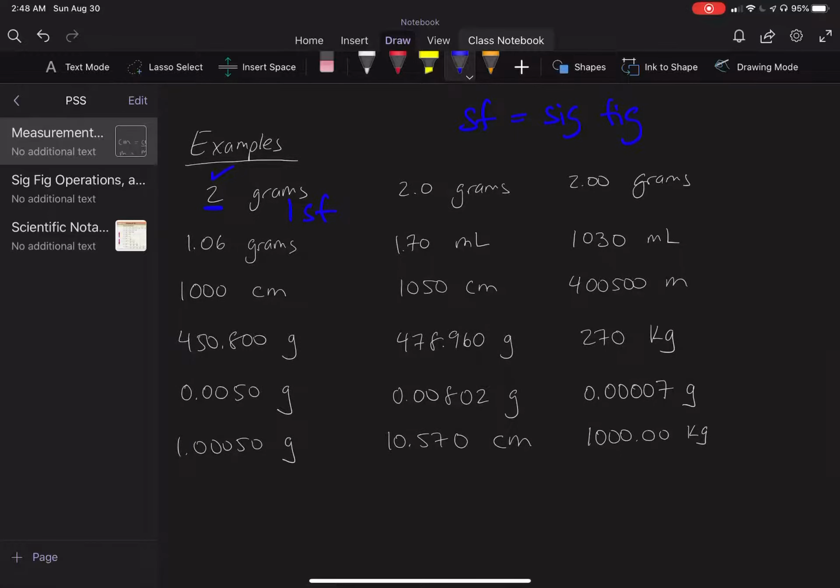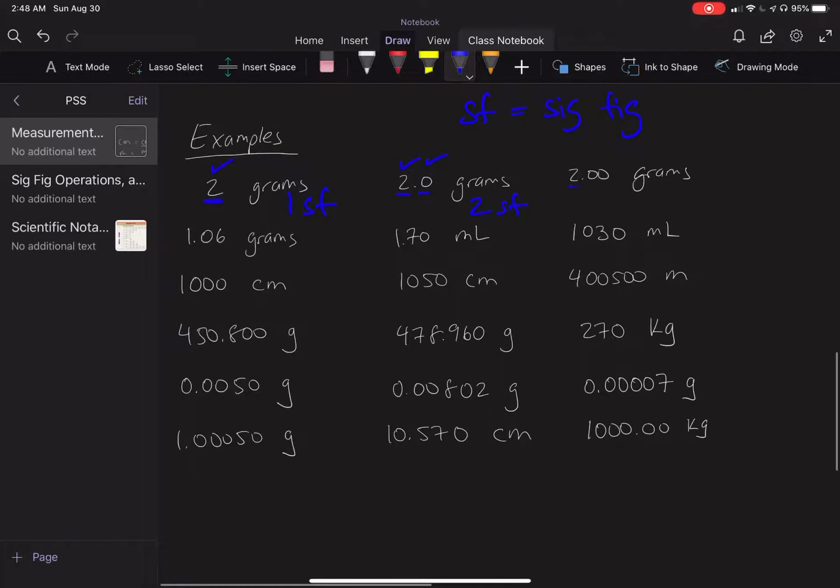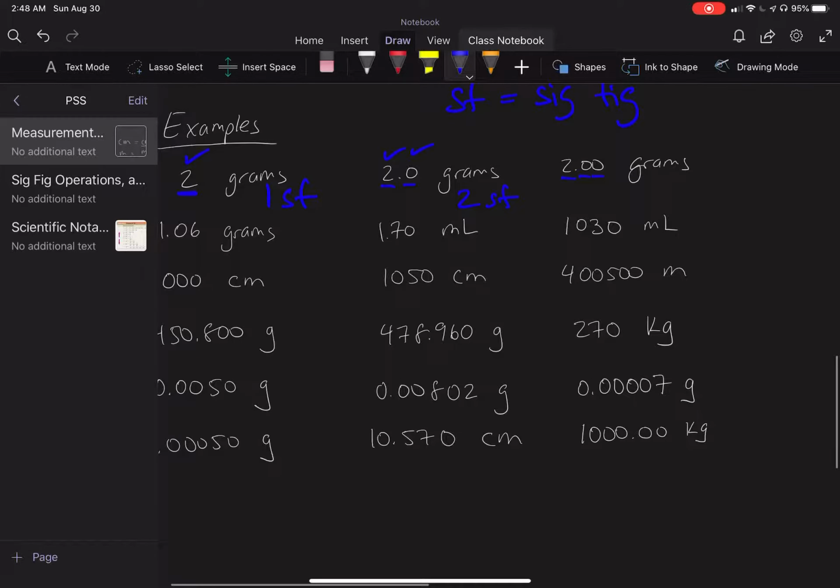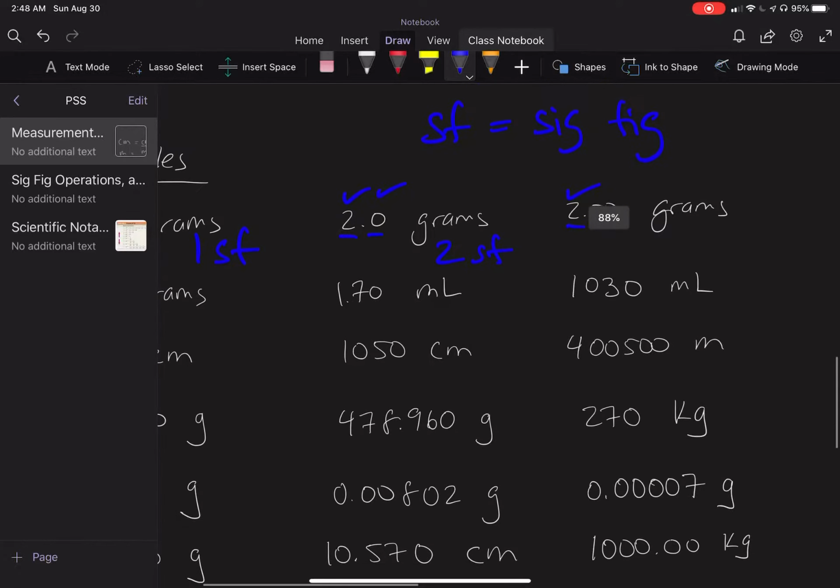Next one, we've got 2.0 grams. So we have a non-zero digit and then a 0 after the decimal that's after a non-zero digit. So both of these count. So this has 2 sig figs. Next example, 2.00. We have a non-zero digit. And then these zeros also count because, again, they're after the decimal after a non-zero, so this is 3 sig figs.